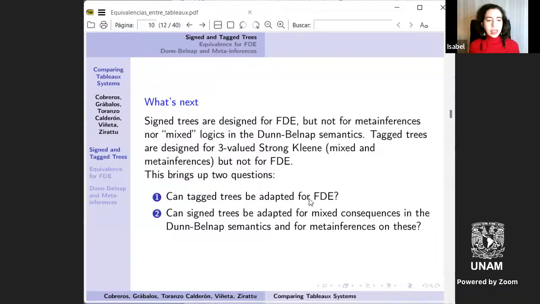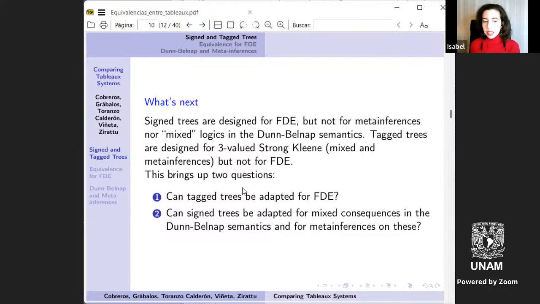Now, once we have that, our next step would be to say, all right, so we got the sign trees that work for FDE, but not for the meta-inferences, just as we saw in the previous step. And especially if we want to extend it to the whole of the Dunn-Belnap semantics. And then we have the tag trees, which are designed for the strong Kleene logic and only for 3-valued logics, but not for FDE, which even though it's in a 4-valued environment, only preserves 2 truth values, 1 and B. So we already have a structure in which that might work.